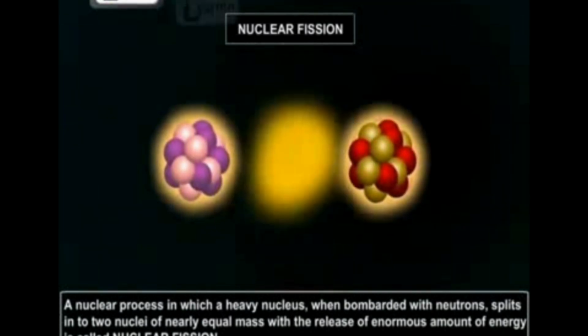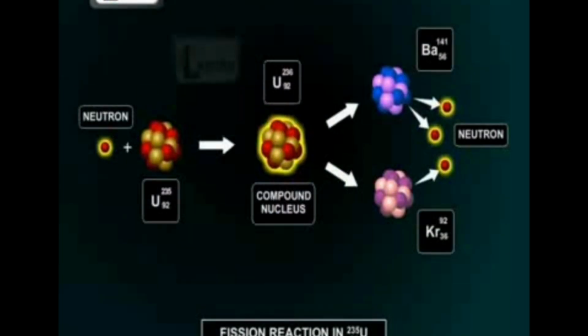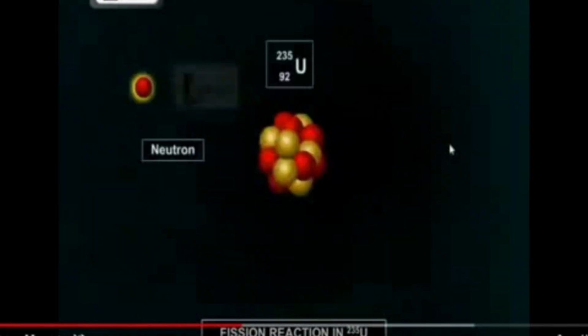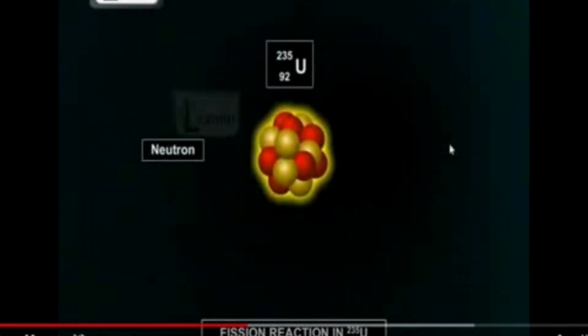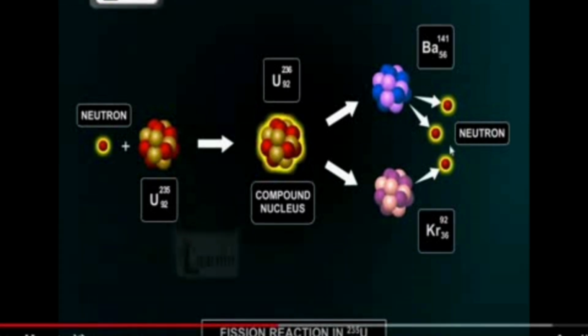Now we combine a neutron with the heavy nucleus, which is split into two nuclei, that is barium and krypton. So the neutron is combined with the uranium, giving an excited state, that is the compound nucleus. Then it gives barium, krypton and three neutrons.